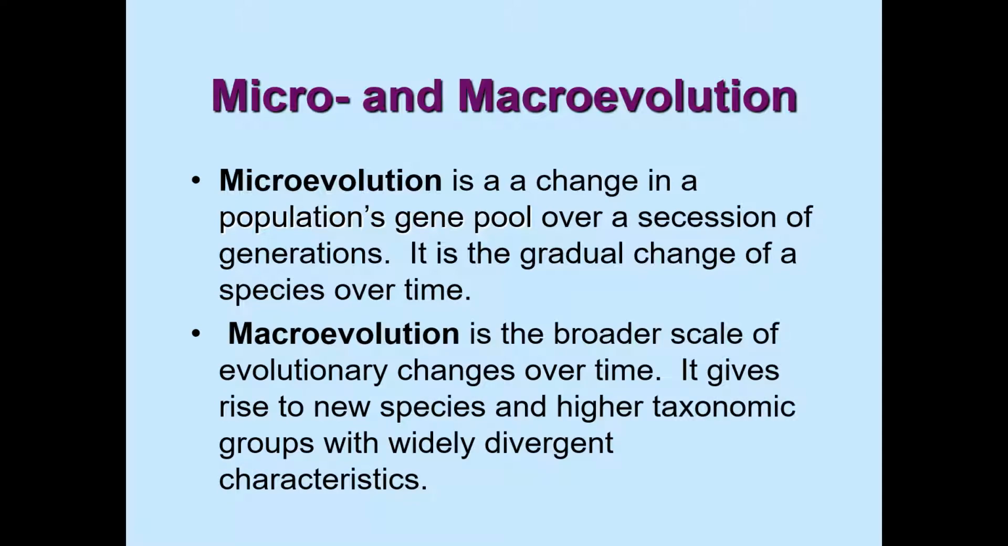Now, micro and macro evolution. These are really easy terms to remember. Microevolution is just a change in a population's gene pool over a succession of generations. It's just gradual change in species over time. It's just at a small level. Whereas macroevolution is broader scale, big level changes in evolution, and that gives rise to new species and different taxonomic groups that have widely different characteristics.